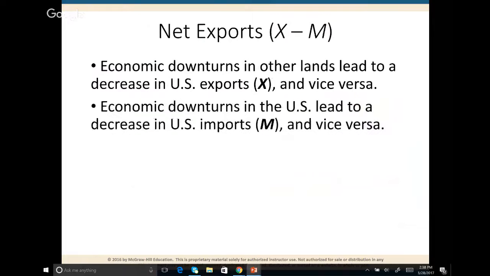Now, the last one is net export. So it's export minus import. So again, guys, remember this net export: anytime your export is more than import, this is positive. Anytime your import is more than export, then this is negative.